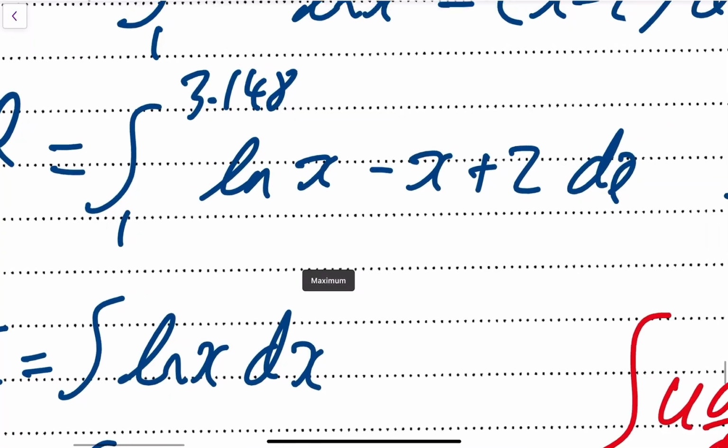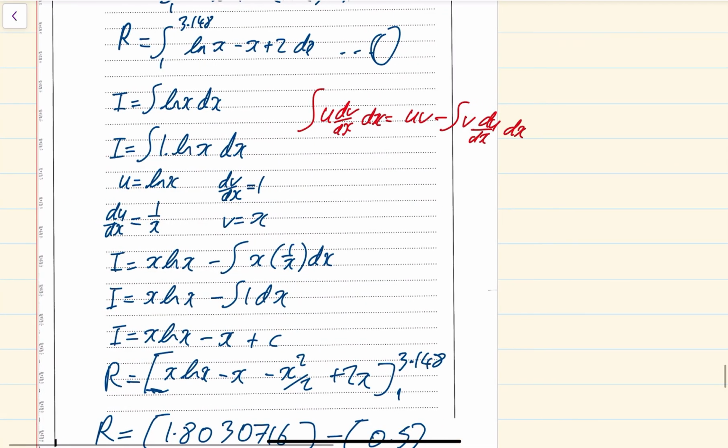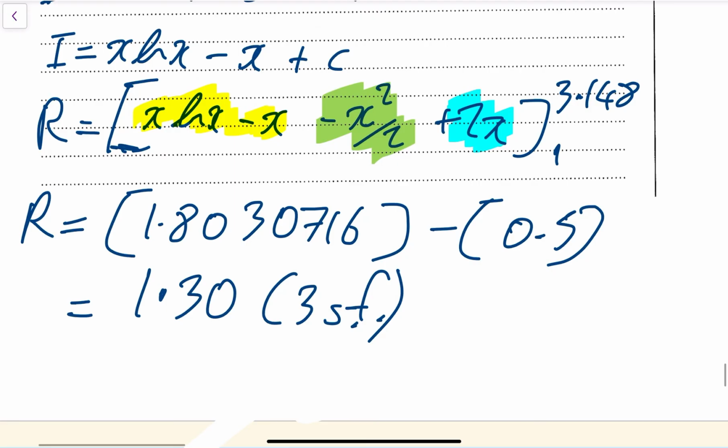We now know how we integrate ln x. I'll try and keep that on the screen so that you can see it. So you can see this bit here, integrate ln x, that was x ln x minus x, integrate the minus x, you get minus x squared over 2, integrate the plus 2, you get plus 2x, so there we have it, and then you fire the 3.148 into that horribleness, you get 1.8030716, fire in the 1, you just get 0.5, subtract those, you get 1.3 to 366.